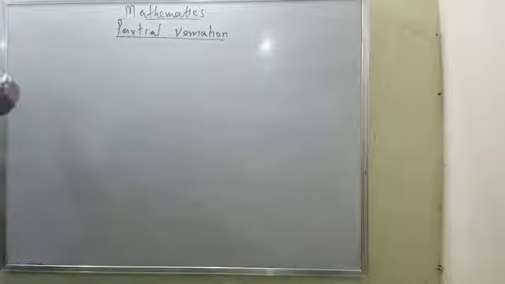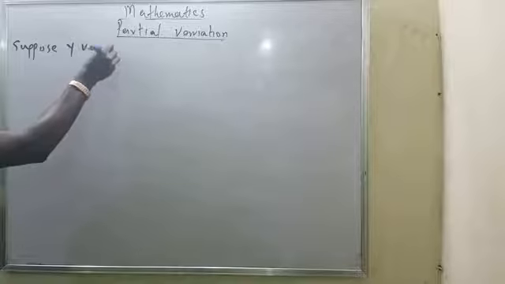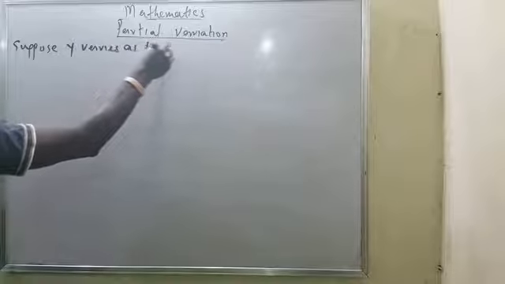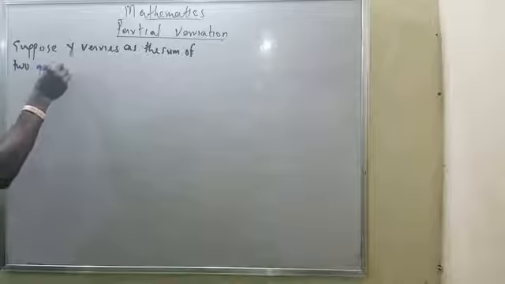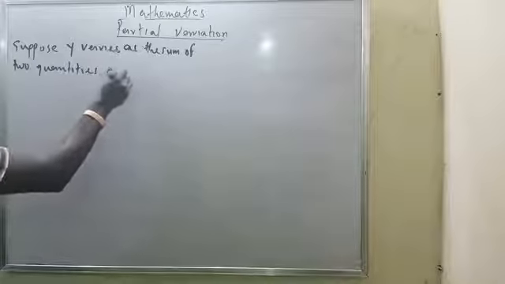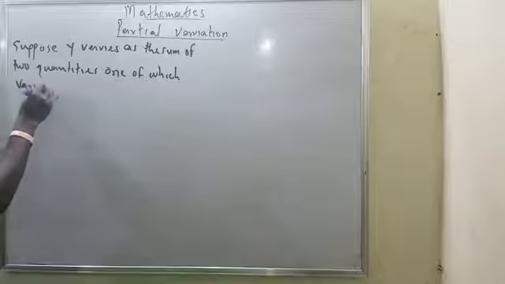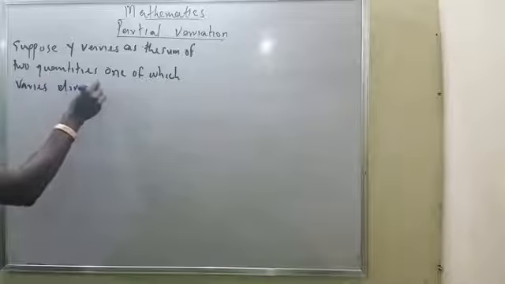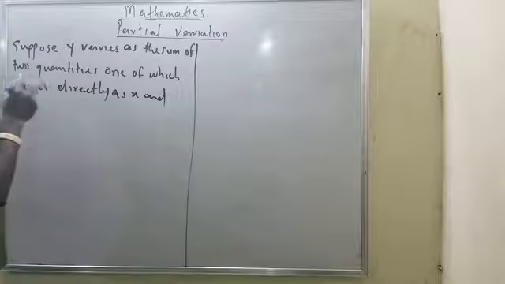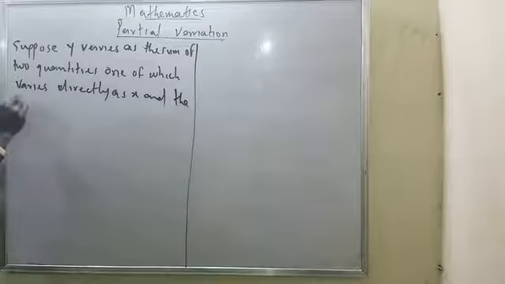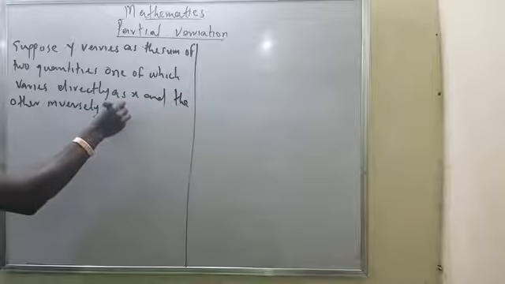Now, look at this question. Suppose y varies as the sum of two quantities, one of which varies directly as x and the other inversely with x.